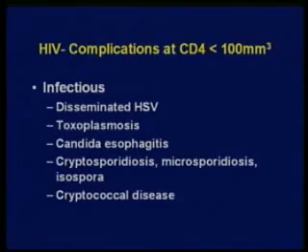So let's talk about complications as CD4 count goes under 100. Some infectious ones include disseminated HSV, toxoplasmosis, Candida esophagitis, cryptosporidiosis, microsporidiosis, Isospora, cryptococcal disease. I'm going to talk about these in a second.